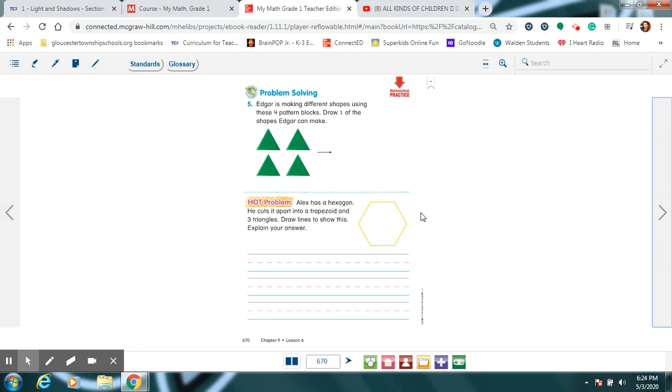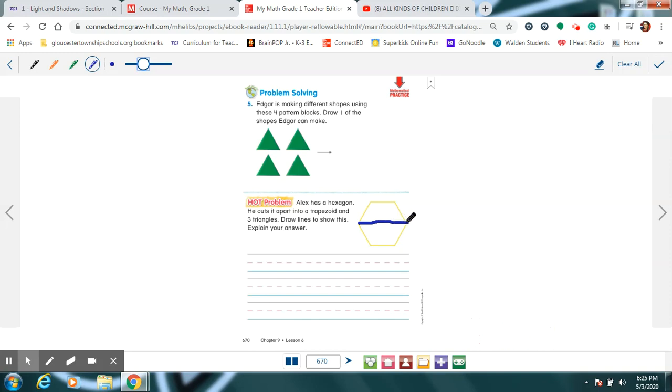All right? Now look, Alex, you're in this story. You have a hexagon. If you cut it apart into a trapezoid and 3 triangles, what would it look like? Well, let's see. I could go right across here. If I drew a line right across the middle, right? Wouldn't that make it, there's my trapezoid? Let's see if I can do that. I could put a line right across the middle, just like this.